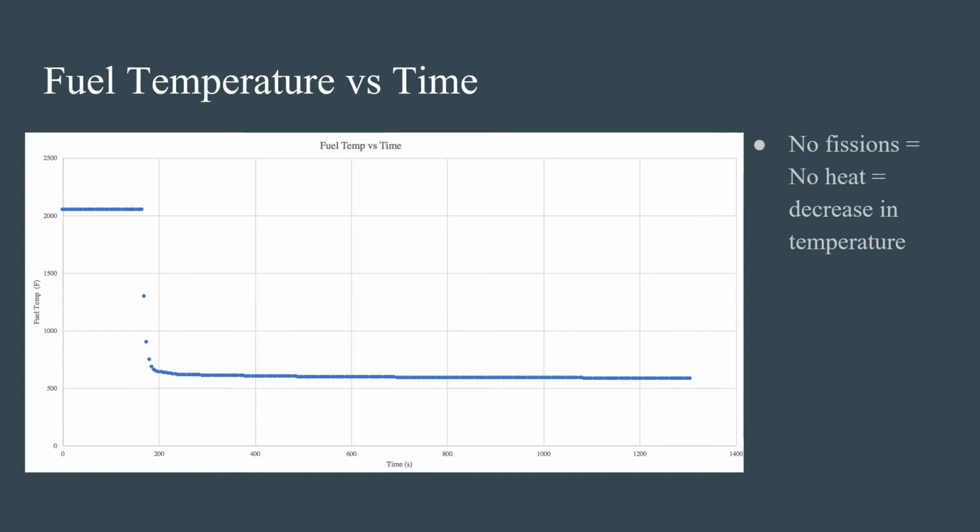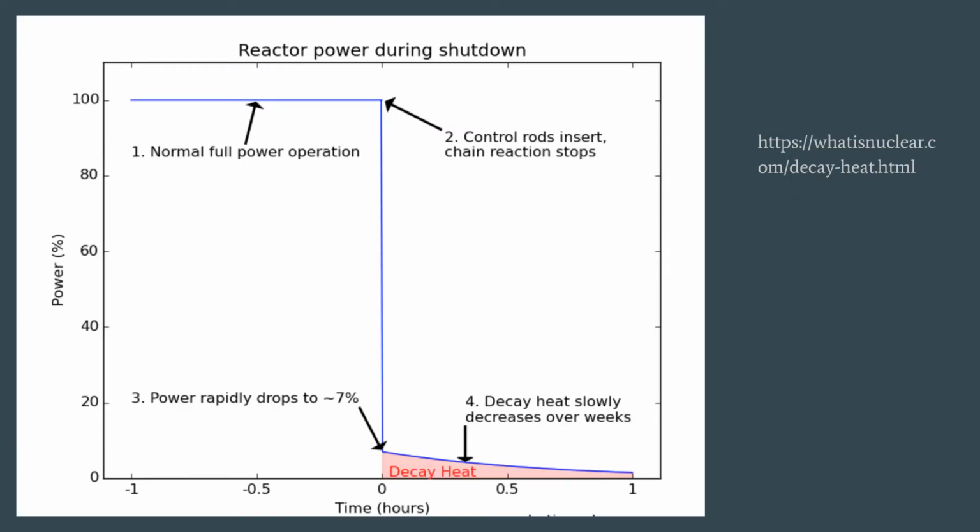Without the heat, the temperature of the fuel will drop and then will continue to decrease very slowly. This slow activity is referred to as the decay heat, which could take weeks to decline entirely. This graph shows the typical behavior of decay heat once the reactor is shut off.